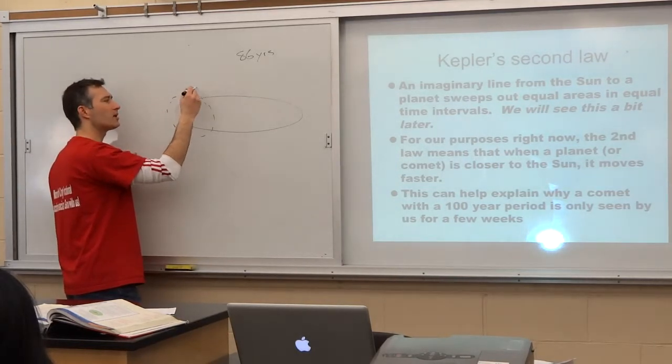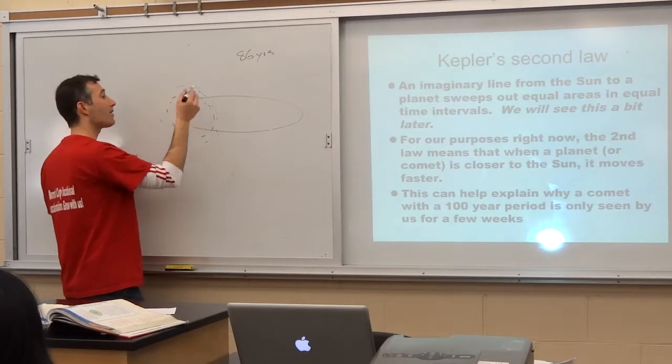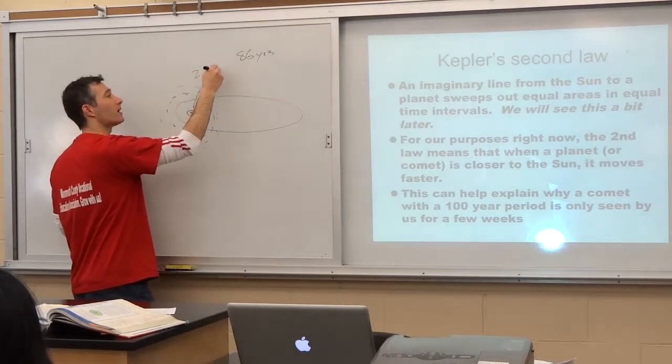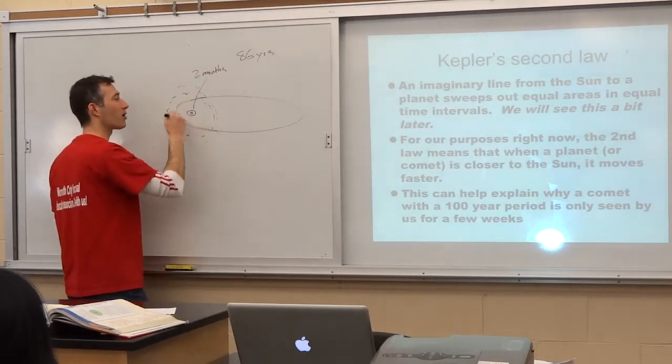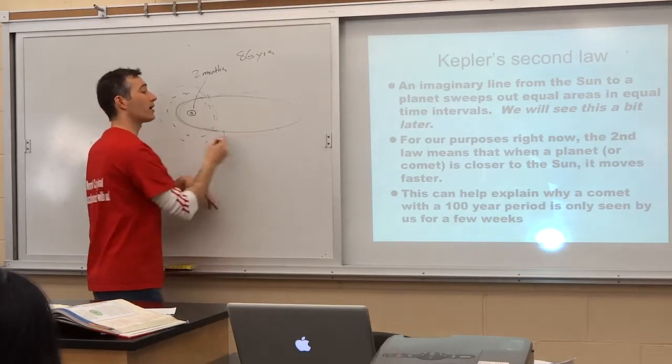So it probably needs to be within our orbit if we were going to see it. So that is maybe 2 months tops that it takes Halley's Comet to go around this part of its orbit. And then it would be like 85 years and 10 months to go around the rest of the orbit.